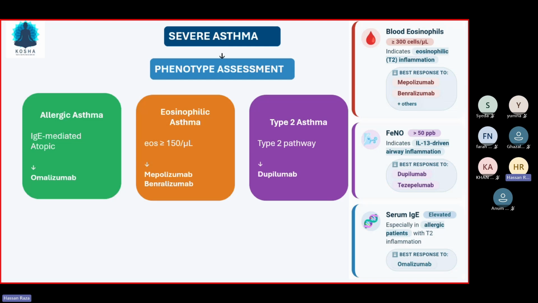So, for example, if a patient has more eosinophils, with a count of more than 300 cells per microliter, then you have to prescribe mepolizumab or benralizumab. And if a patient has a higher FeNO count, more than 50 parts per billion, then you can also prescribe mepolizumab or benralizumab. Similarly, if he has elevated levels of serum IgE, then you have to prescribe omalizumab. As I told you, these are monoclonal antibodies, and now the GINA guidelines have recommended using these biologics.